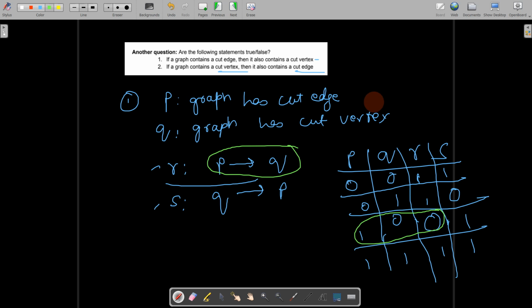Can we think of an example? Pause the video and think. Can you come up with an example that has a cut edge but not a cut vertex? Okay, let us think about it together. What can be the possible example, having a cut edge but not a cut vertex? Let us take a graph with only two nodes. Okay, let us take this graph.